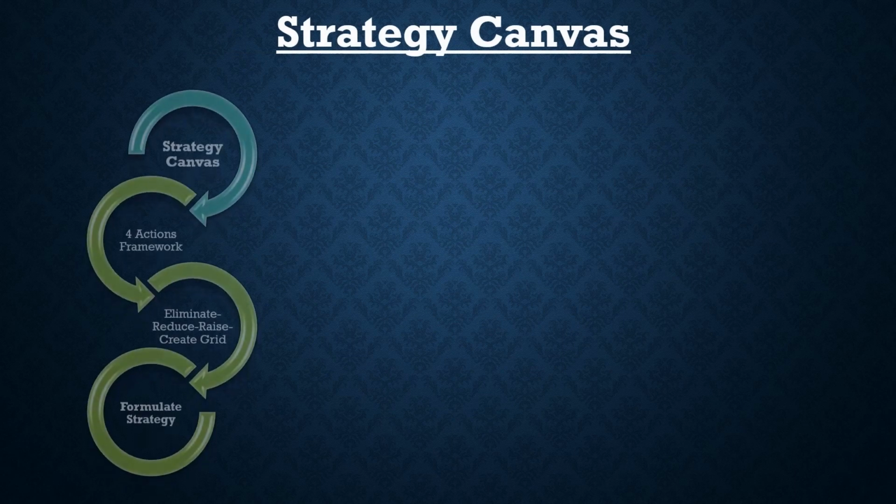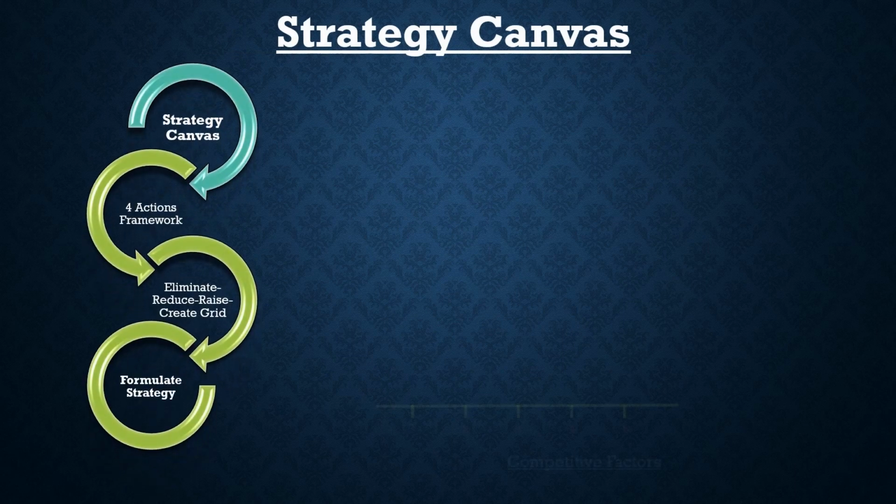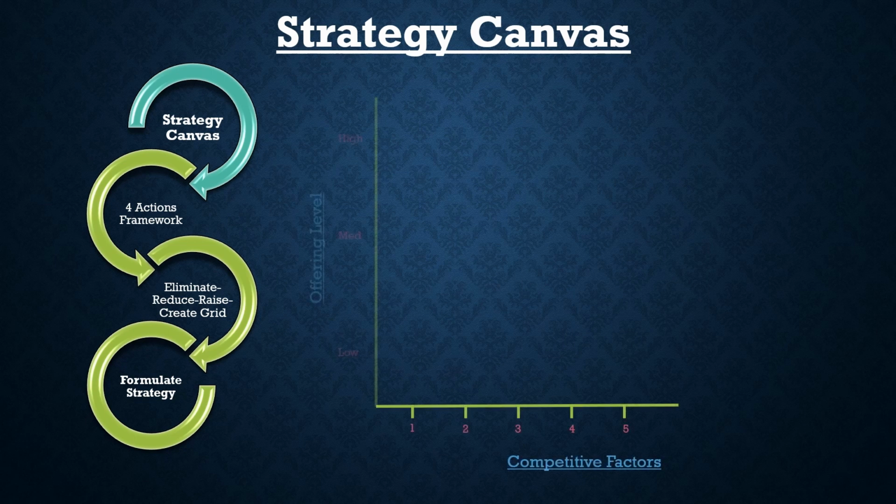We start by developing the industry strategy canvas. This includes drawing a chart with competitive factors along the x-axis and the offering level along the y-axis. We then plot out a curve based on these factors.